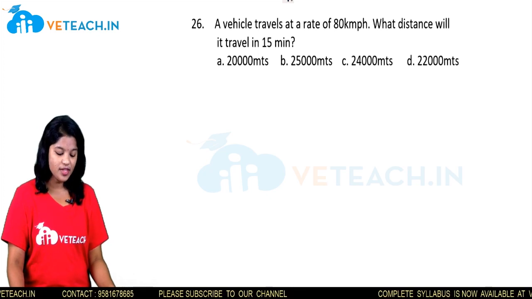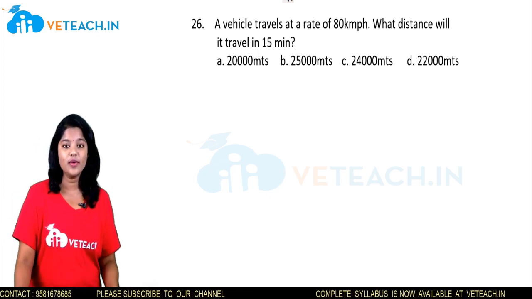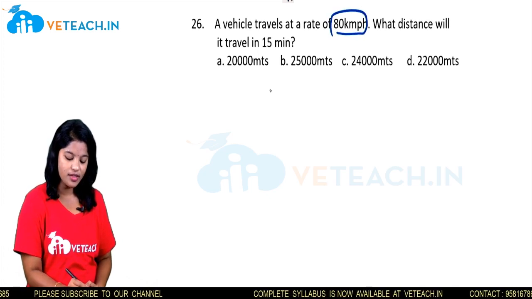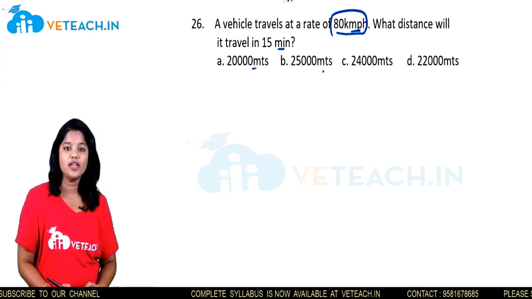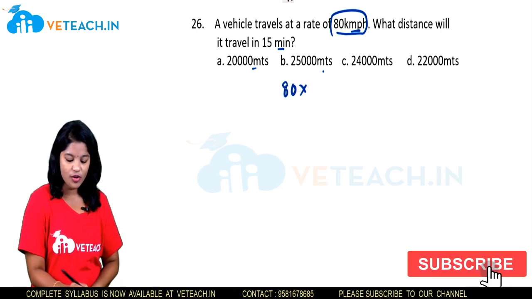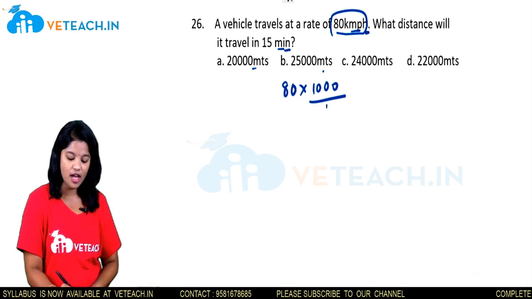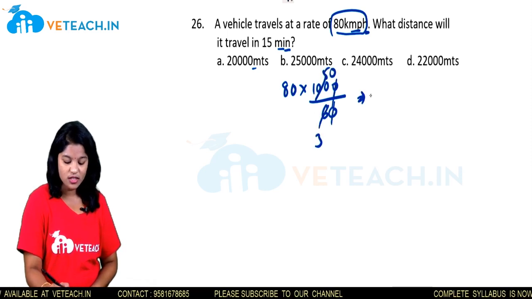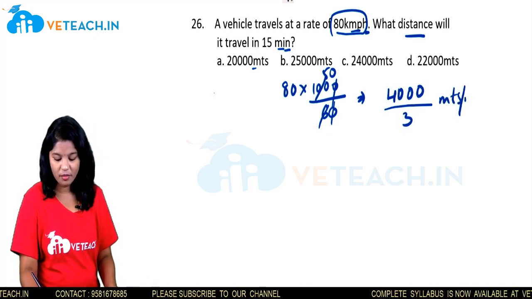See the next question. A vehicle travels at a rate of 80 km per hour. What is the distance it will travel in 15 minutes? First of all, they have given us the speed in kilometers per hour, but in the options we have meters and the time is given in minutes. So first convert this kilometers per hour to meters per minute. So 80 into 1000 meters for 1 kilometer, divided by 60 minutes for 1 hour, that is equal to 4000 divided by 3 meters per minute.